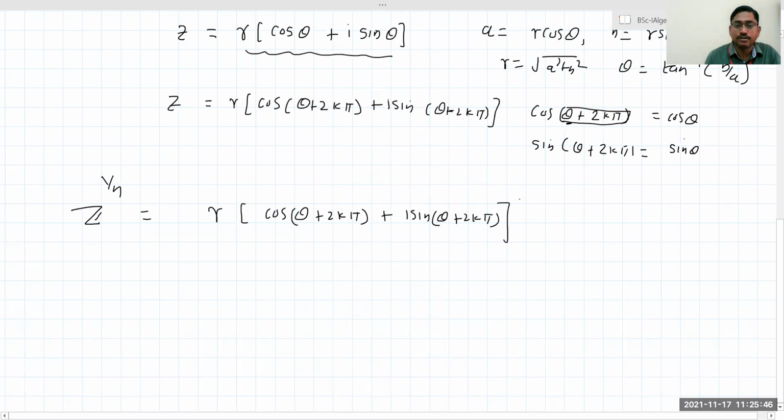This is raised to 1 upon n, and the whole thing raised to 1 upon n means x into y raised to n, raised to 1 upon n, that is x raised to 1 by n. So this is x and this is y.